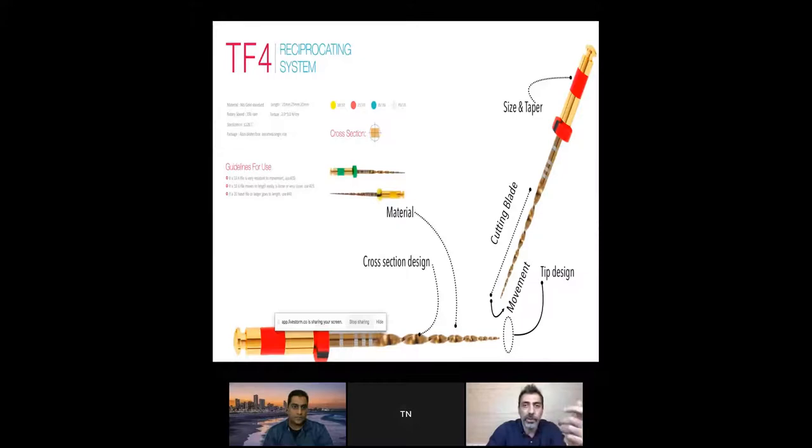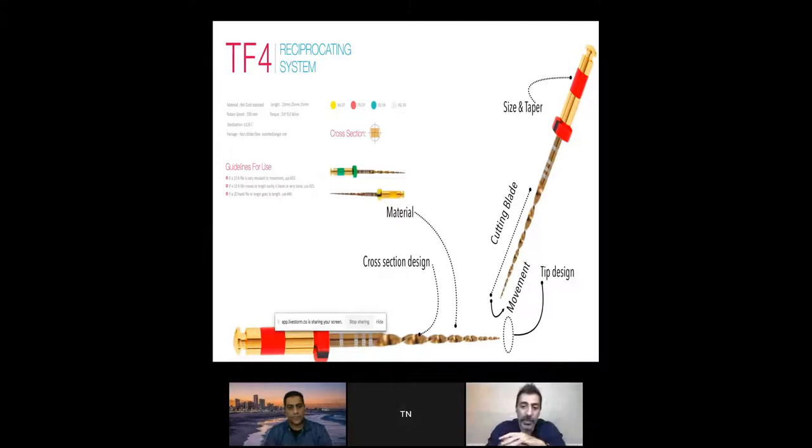What we need to know, as I told you before, for each system, we have to know the file. This is the chart for the TF4 reciprocating system. We have to know what is the cross-section of the file. What is the material? Okay, we know it's a nickel titanium file, but we need to know at least an idea about the heat treatment file. If there's nothing on the box, we can only open the box and we can twist the file and we can know if it's a martensite file or if it's an austenite file. At least we can have an idea about it.